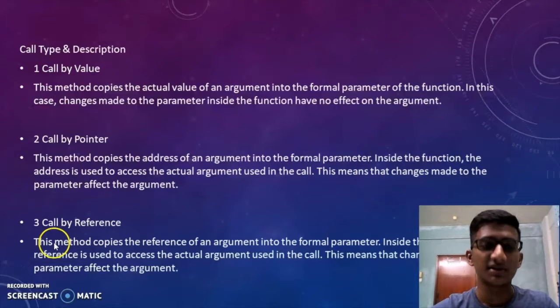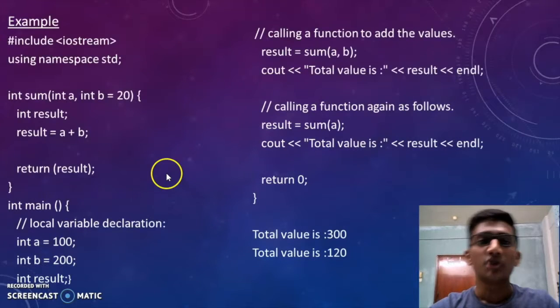Call by reference. This method copies the reference of an argument into the formal parameter. Inside the function, the reference is used to access the actual argument used in the call. This means that changes made to the parameter affect the argument. So now let's go into examples.